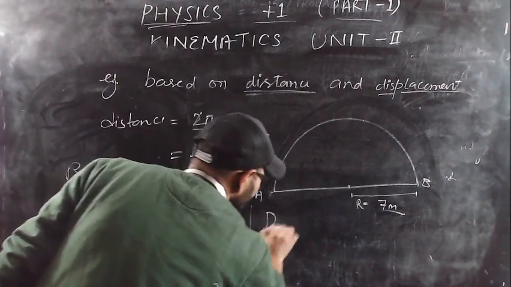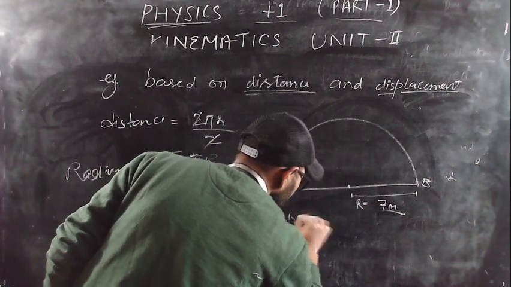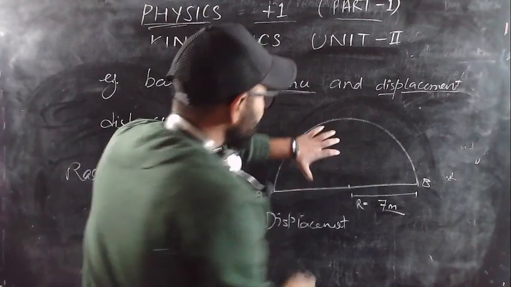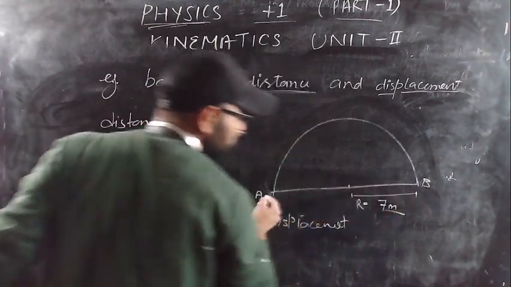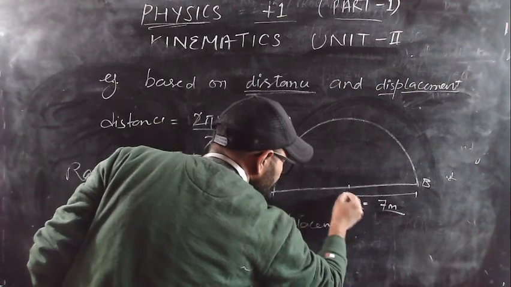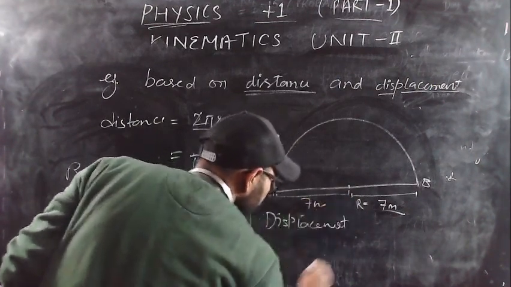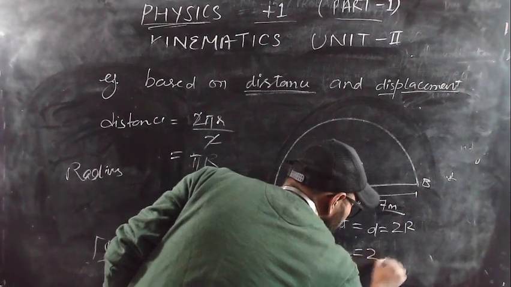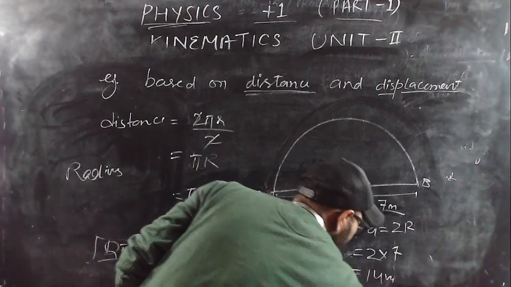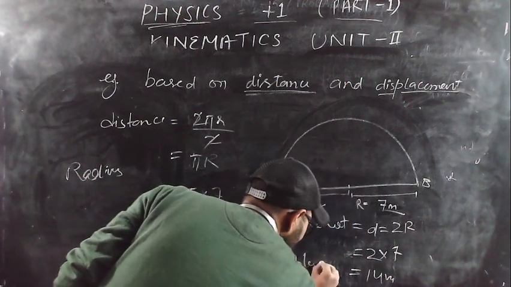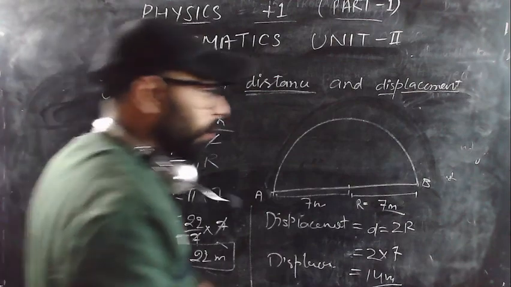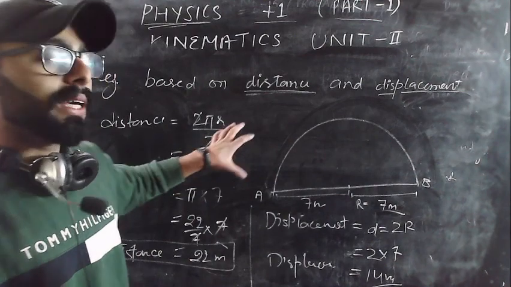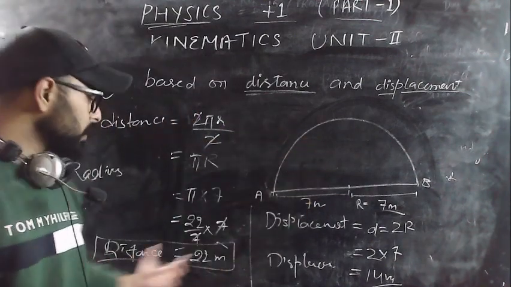Then what would be the value for displacement? As we know, displacement is the shortest path. As we can see, this is the diameter of the semicircular ring. The radius is 7 meter, so the diameter equals 2r, that is 2 into 7, which is 14 meter. So we can see displacement is 14 meter and distance is 22 meter. From this example we can easily see the difference between distance and displacement.